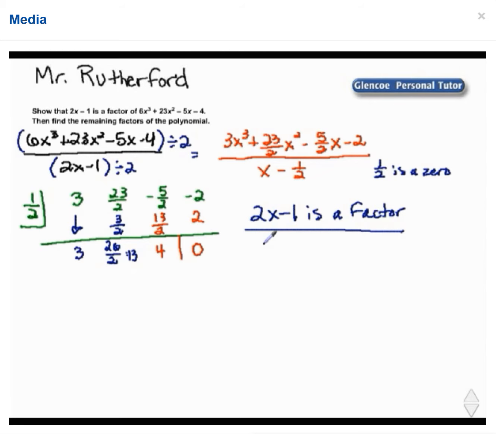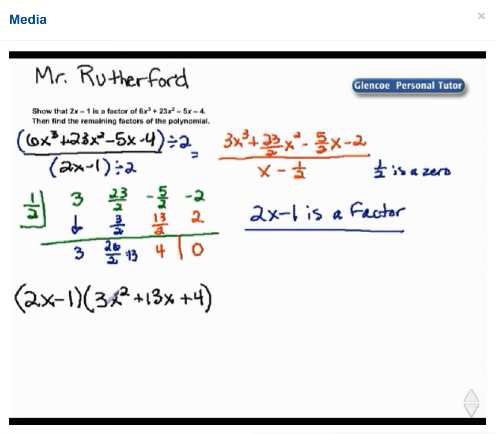Now we need to find the remaining factors of the polynomial. So now I'll rewrite this as 2x minus 1 times, and here we have a 3, so we'll have 3x squared. Then we had 13, so plus 13x, and then we had a 4, so we'll write plus 4.